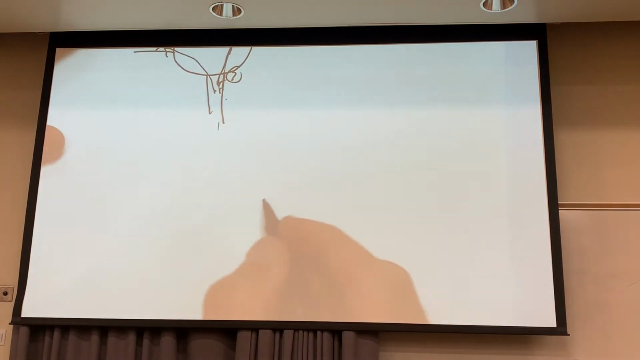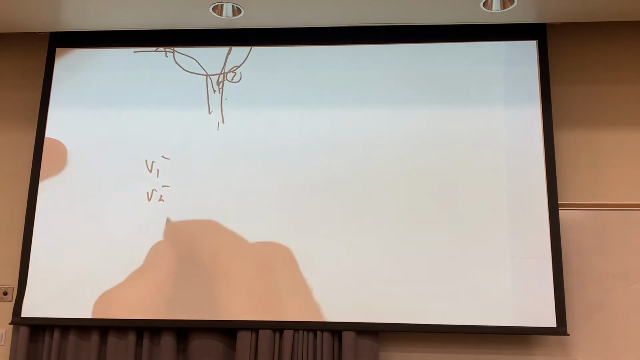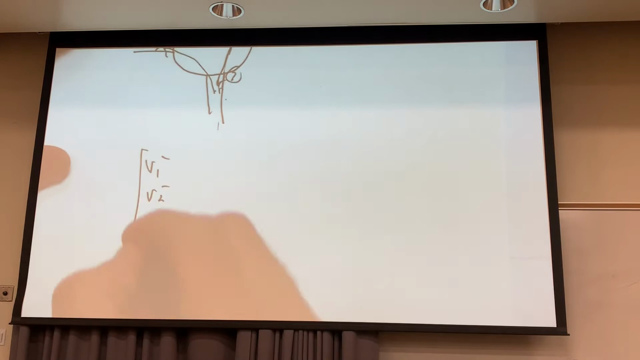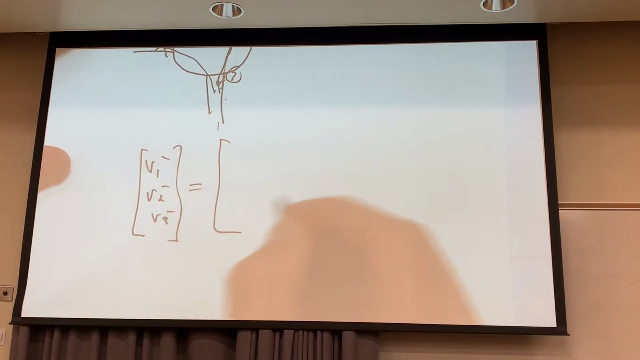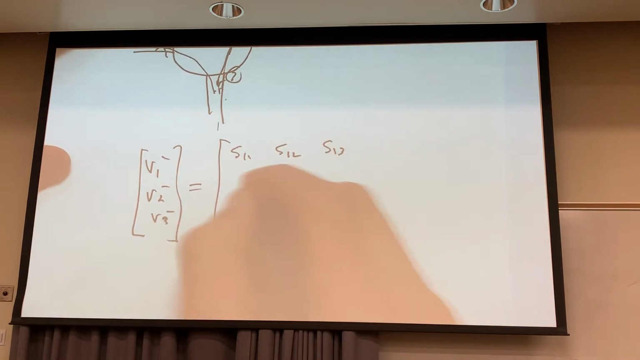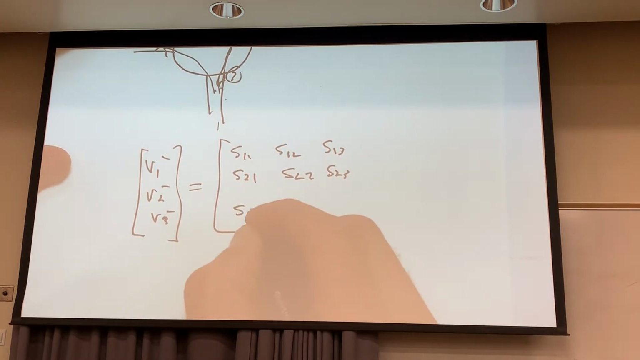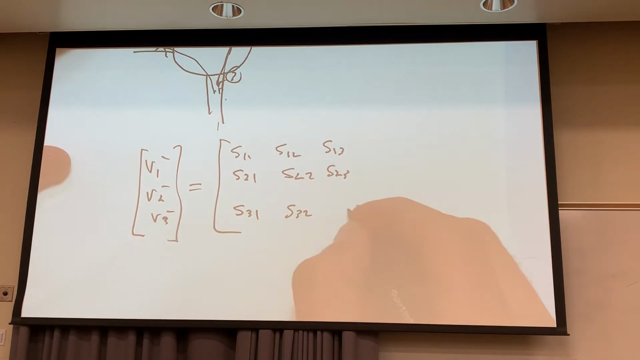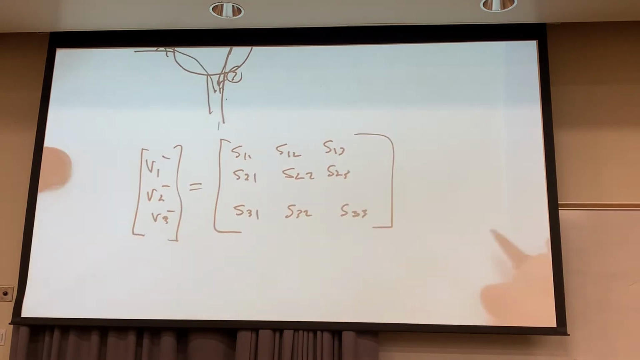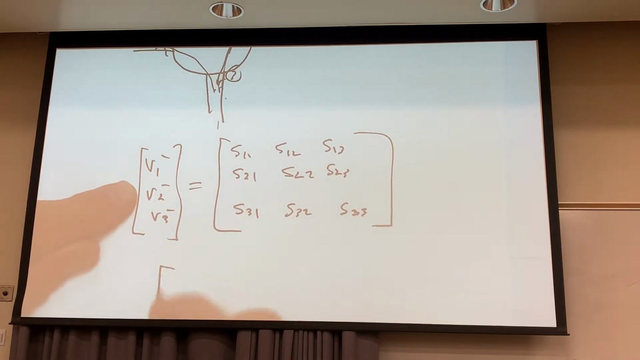So this is port 1, 2, and 3. That means we have a 3-port system. That means we have V1 minus, V2 minus, V3 minus here, and that's equal to this big matrix: S11, S12, S13, S21, S22, S23, S31, S32, S33. Now the only ones that they want to be non-zero are the ones that couple signal. Let me go ahead and draw this S matrix so you'll see.